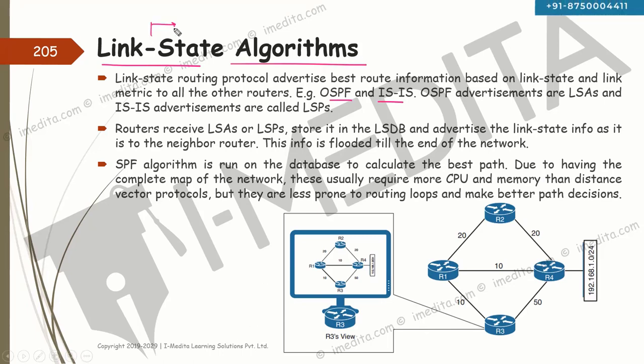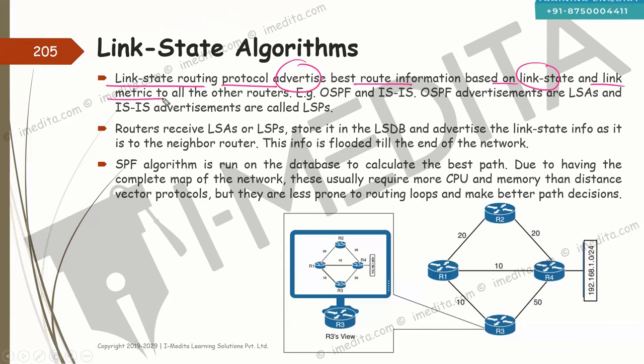The link state algorithm says that I am going to advertise the network information based on the state of the link. So if the link comes up, I am going to send the update. If the link goes down, then I am going to send the update. Link state routing protocols advertise their best route information based on the link state and the link metric to all the other routers.